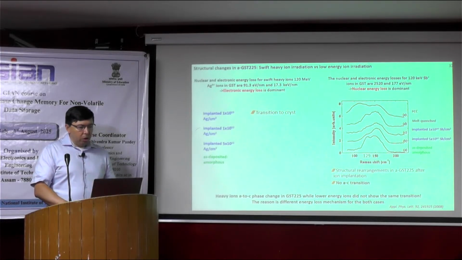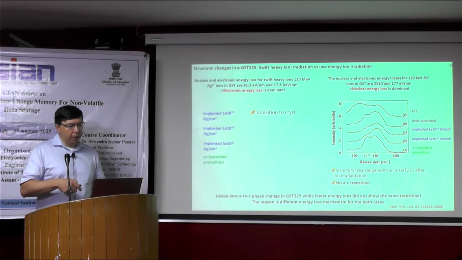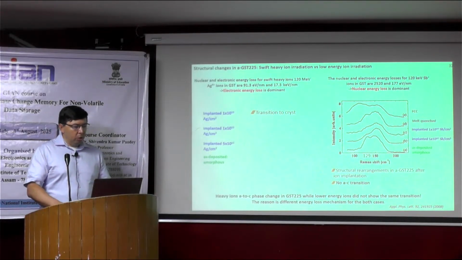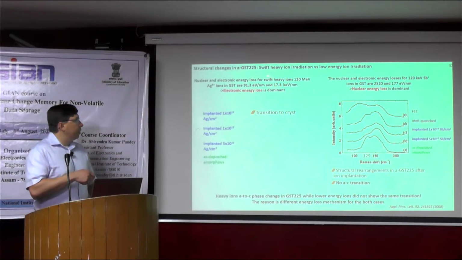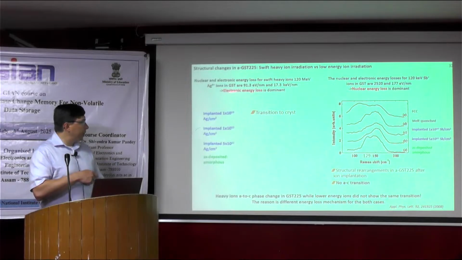Now let us look at how higher energy ions impact the structure of GST. Here the material was irradiated by swift heavy ion irradiation. The ion energy is in the range of 120 MeV, and in this case, if you use silver ions, they induce mostly electronic energy loss. This is the dominant process.